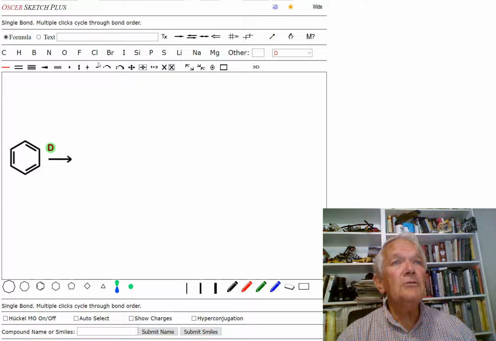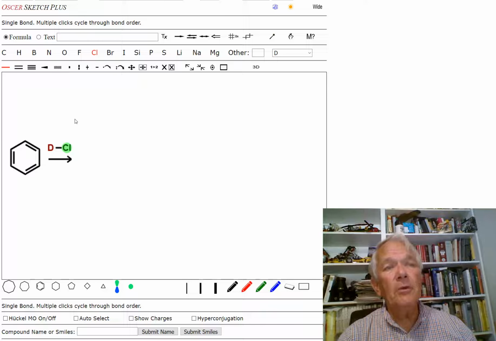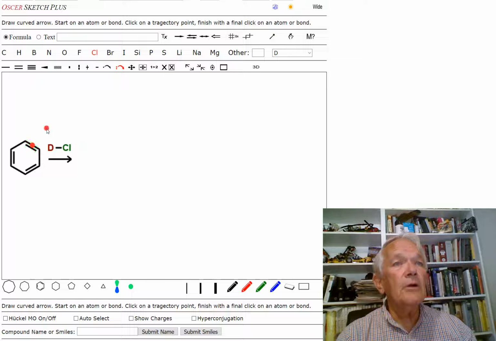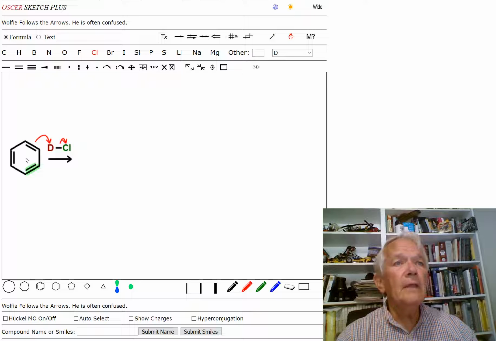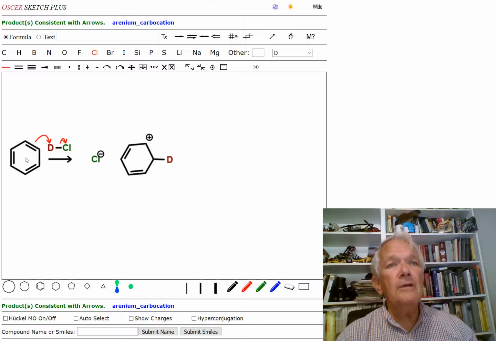So let's do a DCl. So here's a DCl. How's the reaction going to work? Well, we have those double bonds, and the double bond can slowly attack the DCl. So let's draw out some arrows and kick out the chloride, grab Wolfie's magic arrow, and there's our product.